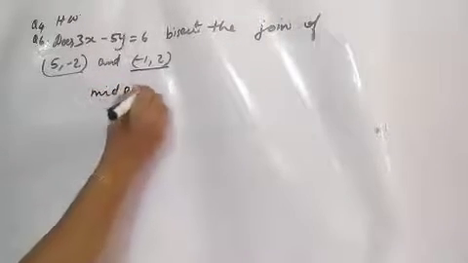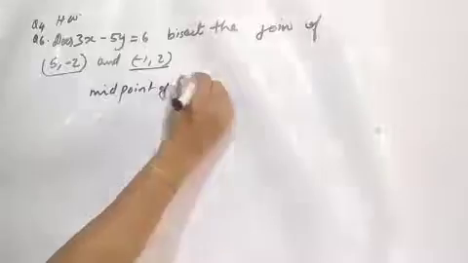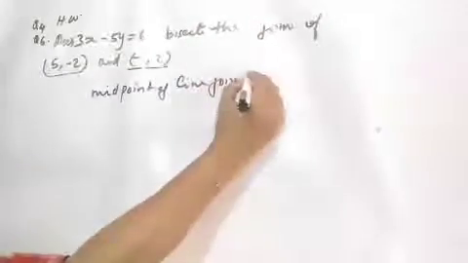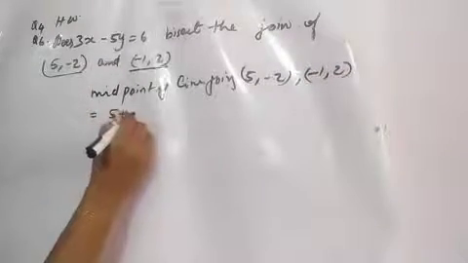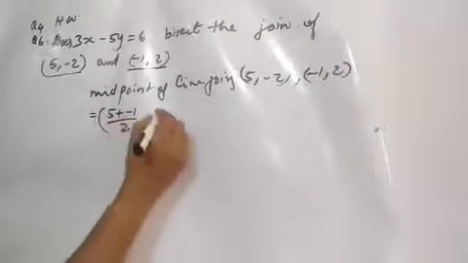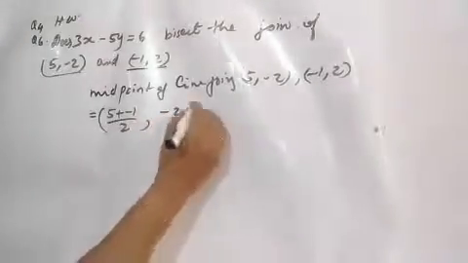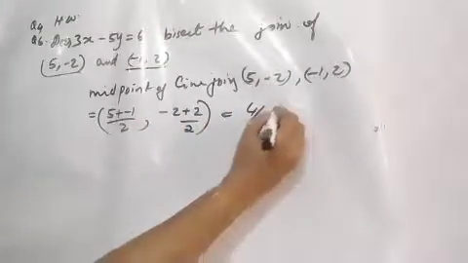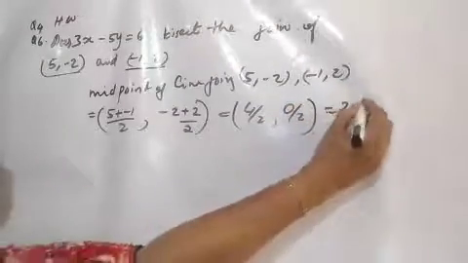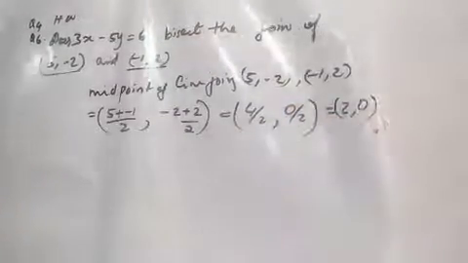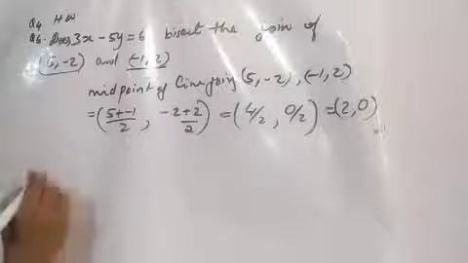Midpoint of the line joining (5, minus 2) and (minus 1, 2) is equal to (5 plus minus 1) by 2 and (minus 2 plus 2) by 2. That is 4 by 2 and 0 by 2. What is 4 by 2? 2. And 0 by 2? 0. So (2, 0) is the midpoint.